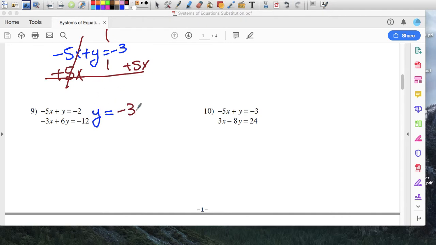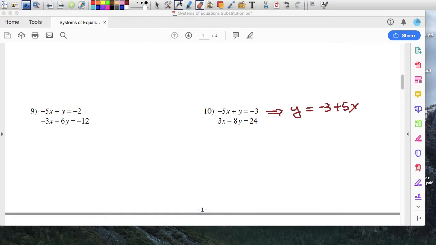Now, I'm going to go to my second equation. I'm going to use this information. And wherever I see the y, I'm going to replace the y with negative 3 plus 5x. So I'm going to get 3x minus 8 times negative 3 plus 5x, because that's the value of my y, right? So equals 24. 3x plus 24 minus 40x equals 24. Combine my terms. 3x minus 40x is negative 37x, I think. Yep. And then plus 24 equals 24.